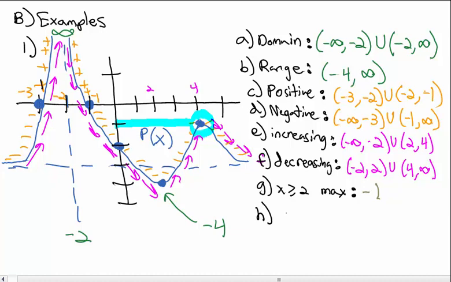And similarly, we could restrict it and say if we let x be greater than 1, what's the minimum? In other words, where is the valley that we hit? The valley that we hit greater than 1 is down here at negative 4. So the minimum value for the graph in that range is negative 4.